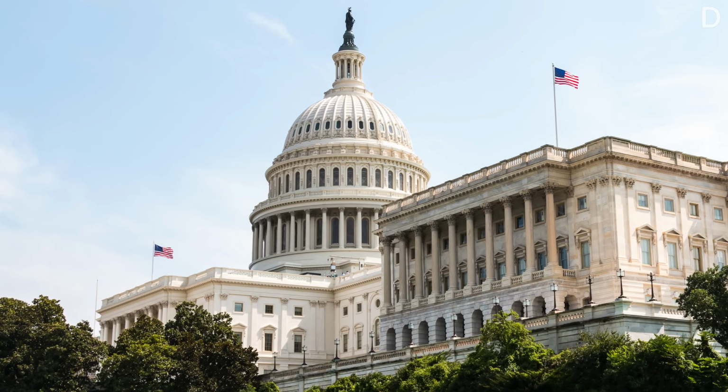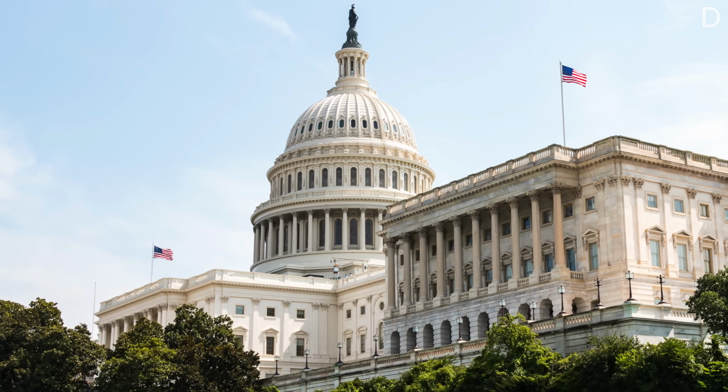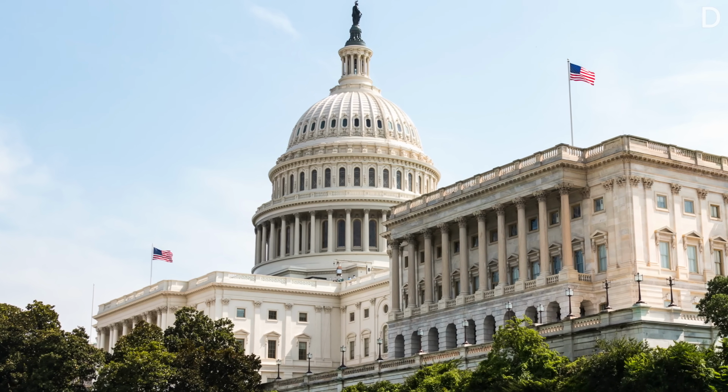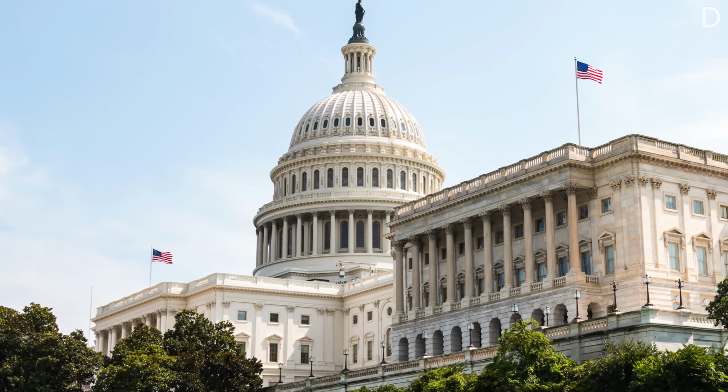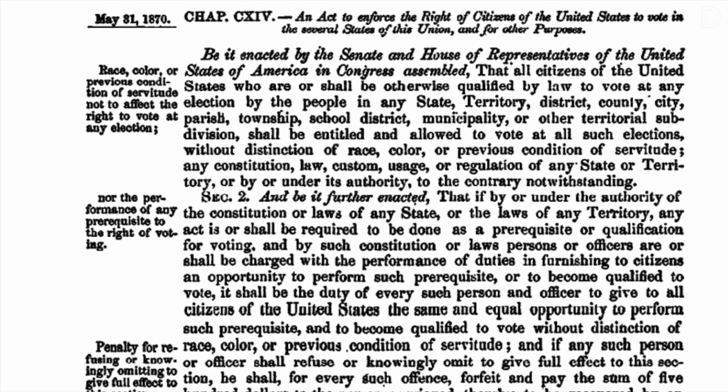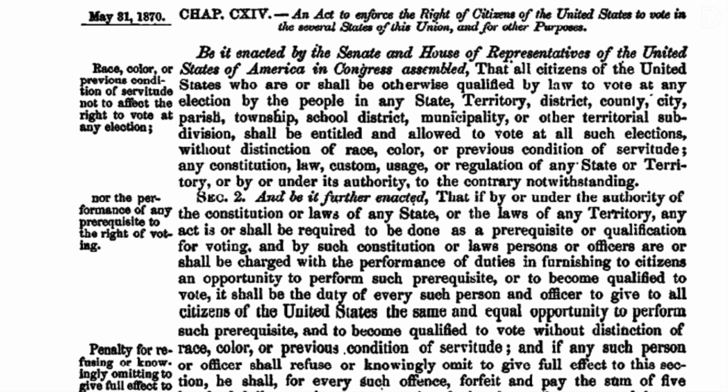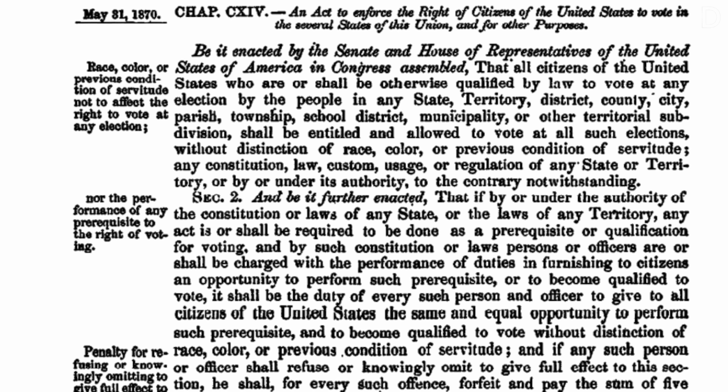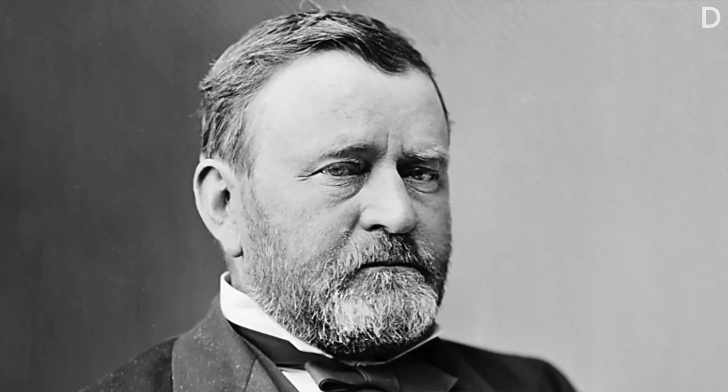Importantly, these amendments give Congress and the federal government the power to enforce their protections through legislation. And it's in these federal laws that we can find the greatest tools to protect voting rights. The Enforcement Act of 1870, also known as the Civil Rights Act of 1870, or the first Ku Klux Klan Act, empowered President Ulysses S. Grant to enforce the 15th Amendment by making it illegal to disenfranchise Black voters and allowing the president to use federal marshals to bring charges against offenders.